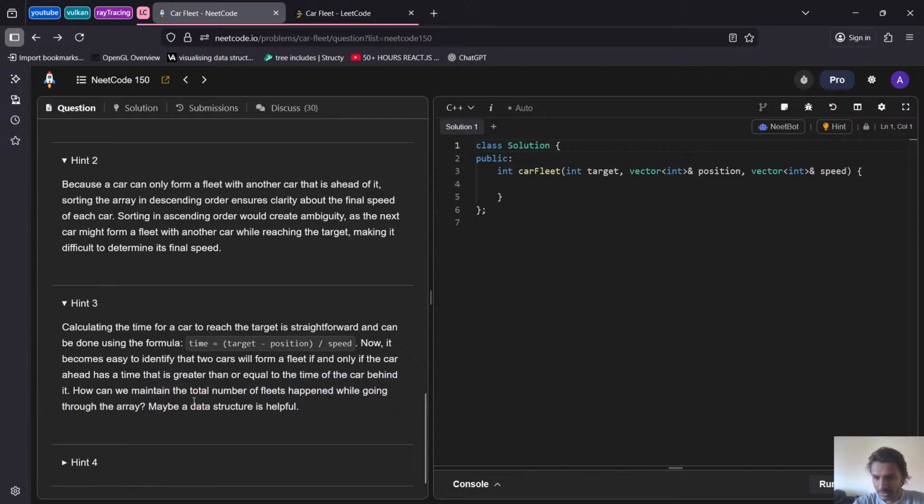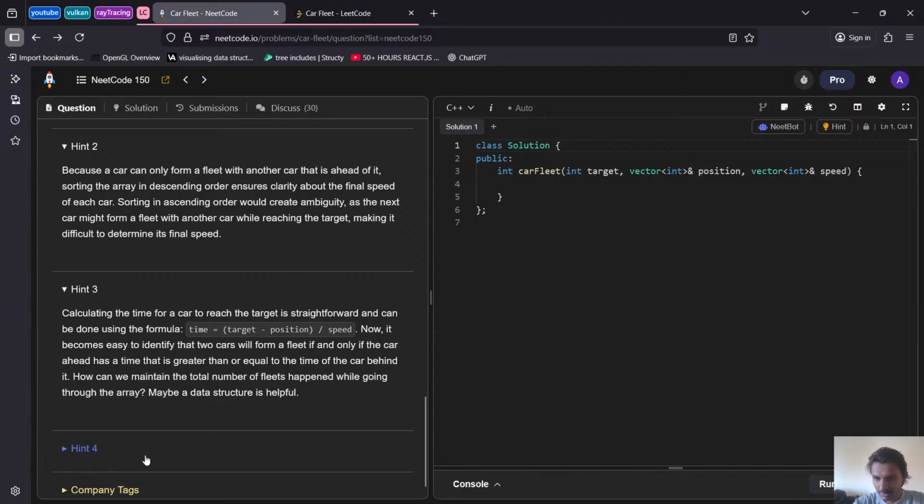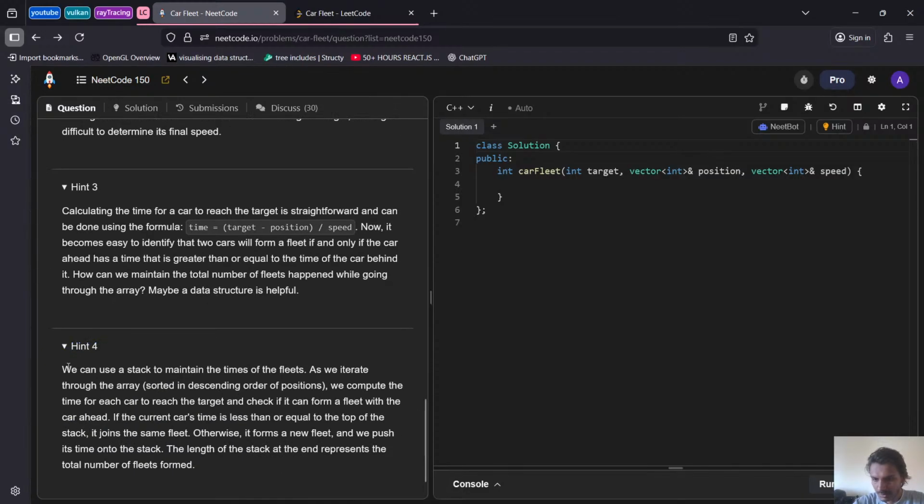So how can we maintain the total number of fleets while going through the array? Maybe a data structure will be helpful. We can use a stack to maintain the times of a fleet. As we iterate through the array, sorted in descending order of position, we compute the time for each car to reach the target and check if it can form a fleet with the car ahead.